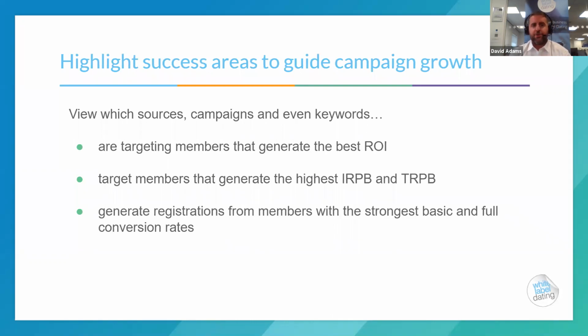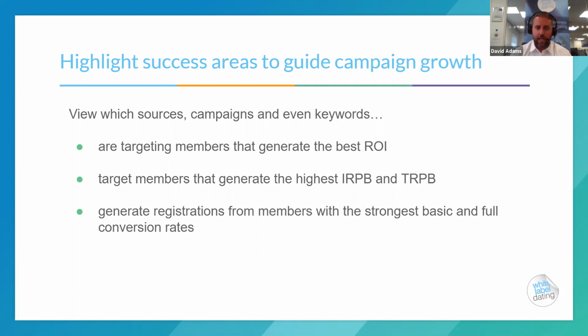It allows you to highlight success areas to guide your campaign growth. So again, source, campaign and keyword level: which of these campaigns are targeting members that generate the best ROI, which are targeting members that generate the highest IRPB and TRPB. For those that were on last time, you'll remember that stands for initial revenue per basic and total revenue per basic.